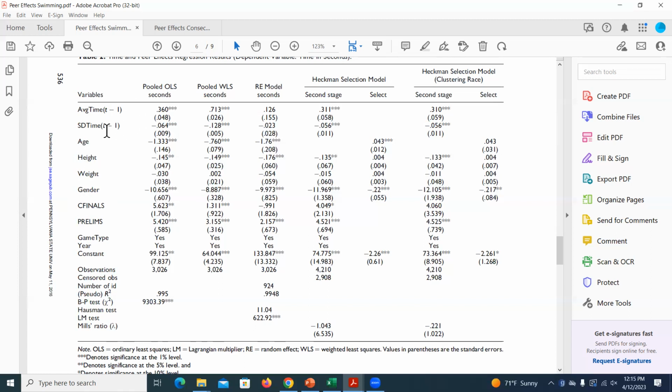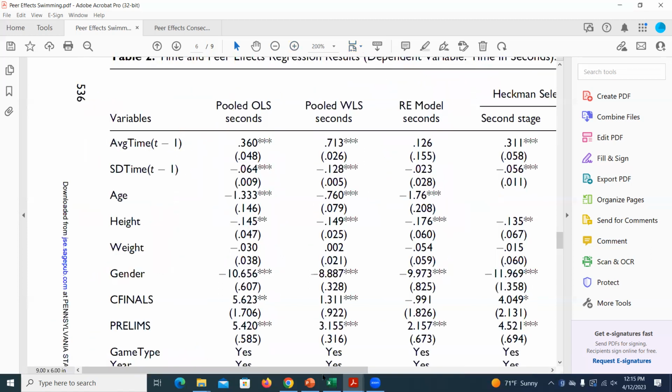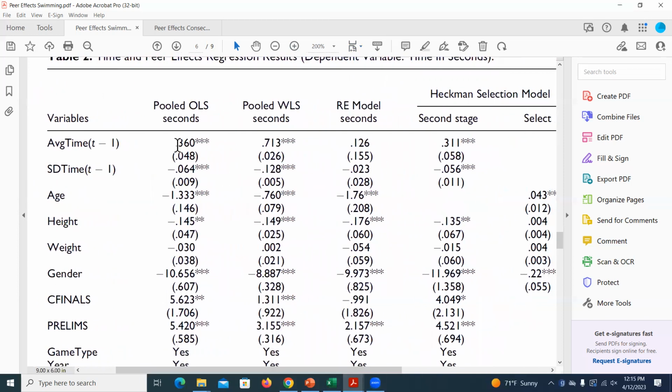And then here are those variables that we were interested in, which would hopefully tell us whether or not there's any peer effects going on, right? So what we'll notice here is if the average time of the people that the person was swimming against went up by 1 second, their time also increased by 0.36 seconds, right? So this would be some evidence that there is some of this peer effect going on, that when my opponents are of lower quality, I might put in less effort, and my performance actually is hurt as well.